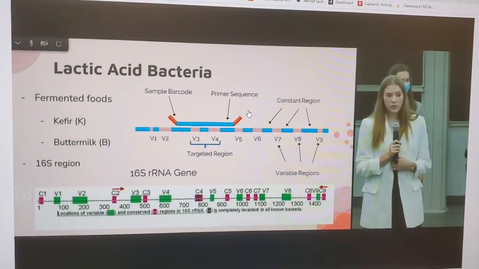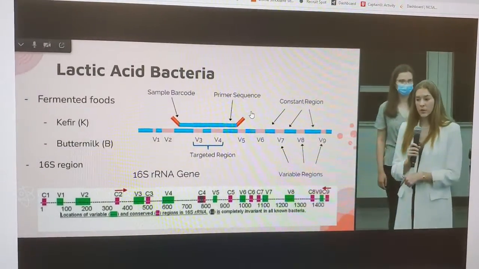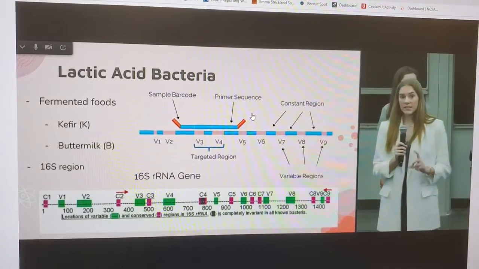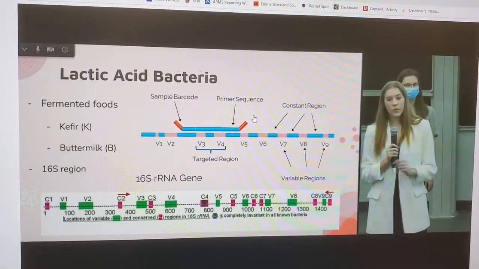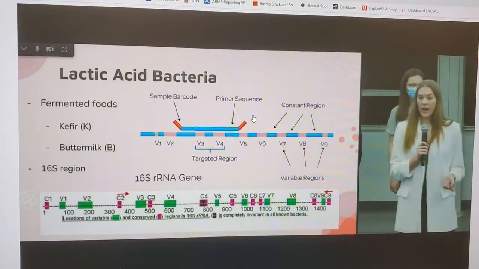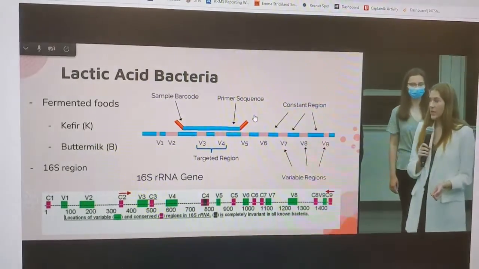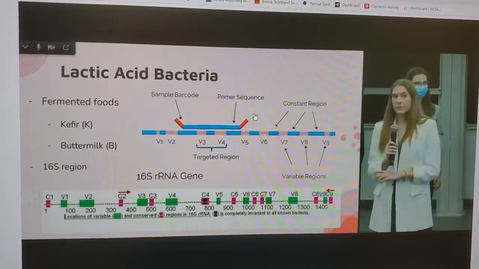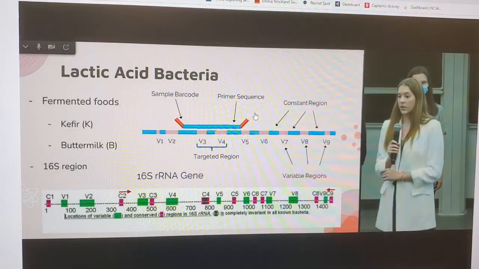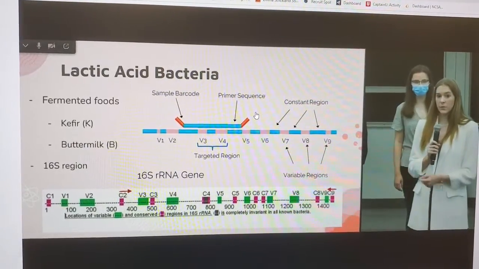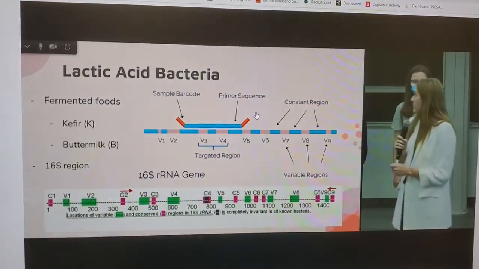And for the purpose of our research, we chose to study kefir and buttermilk. Kefir has bacteria listed on the ingredient list. So once we got our result, we were able to compare it back to see if it matched any of the ingredients. Buttermilk was more of a challenge for us because it had no bacteria listed on the ingredients. So we wanted to see if we were still able to identify a lactic acid bacteria.